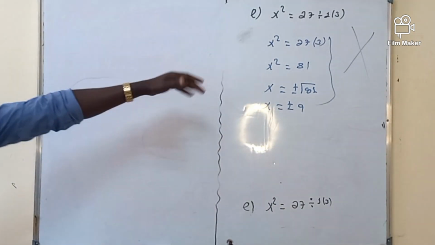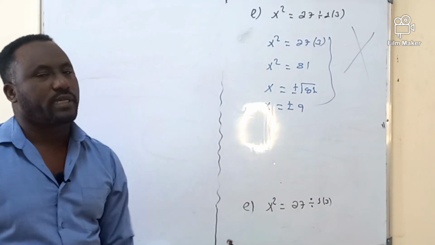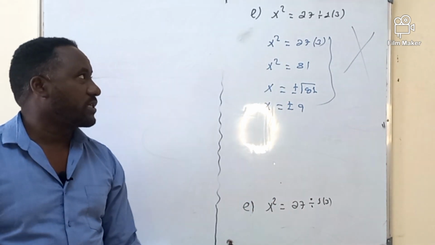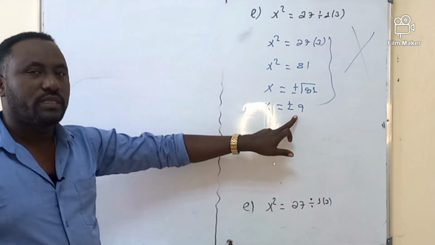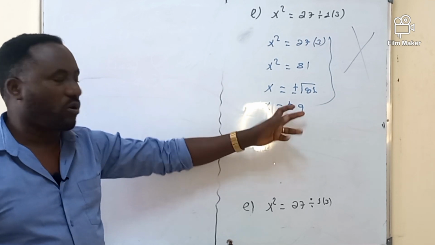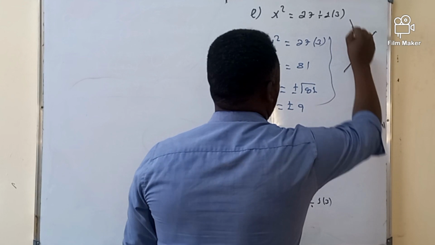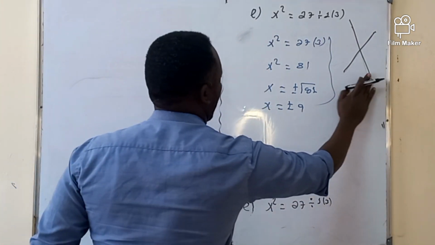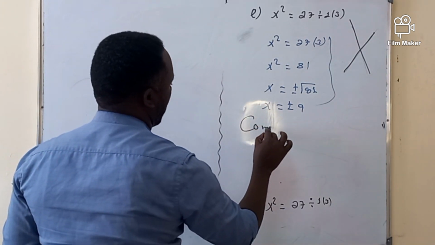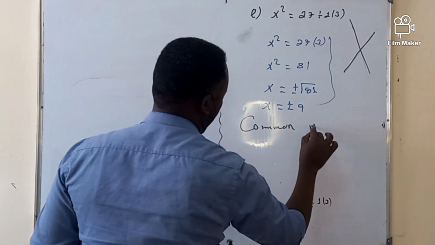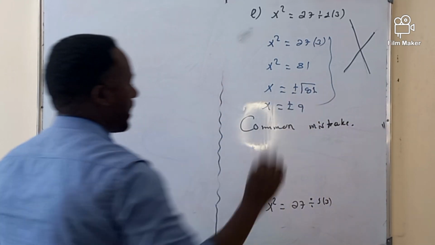Look, when you solve for the value of x based on this principle, you get x is plus or minus 9. Is this correct? The value of x is either plus 9 or minus 9. Let me show you. I think this is incorrect or wrong. This is what we call a common mistake.